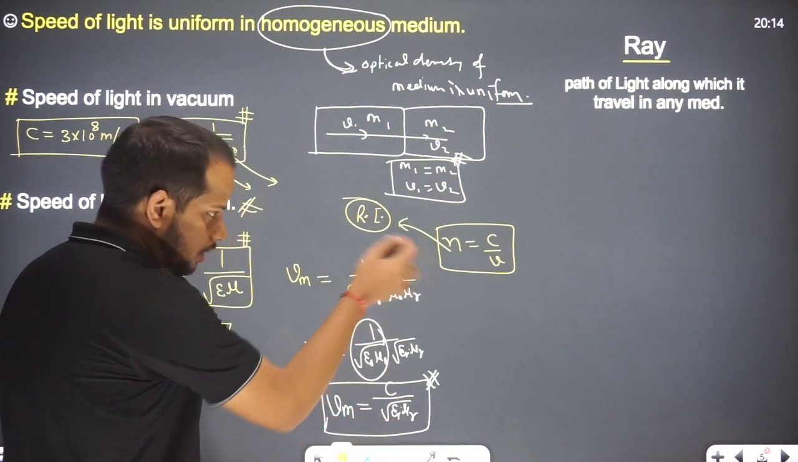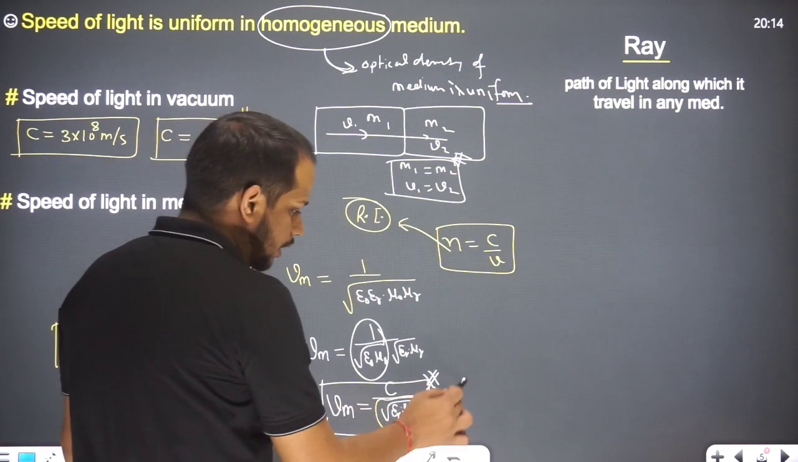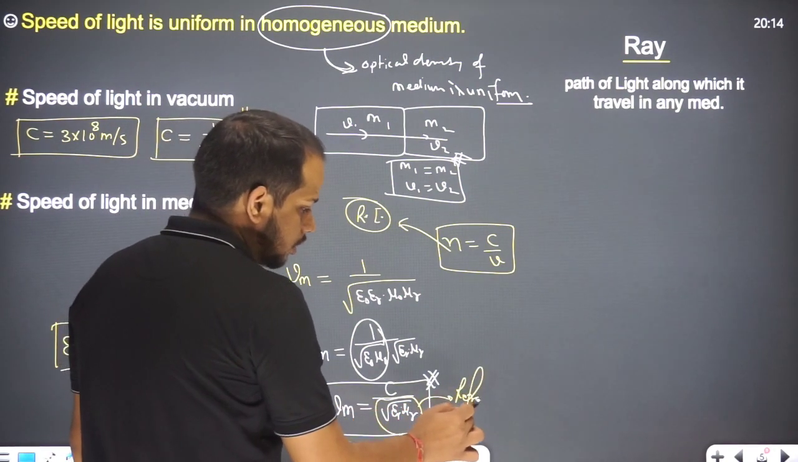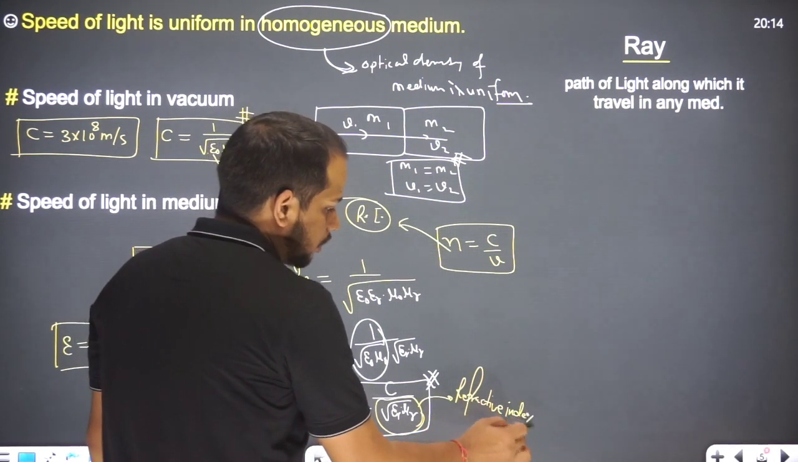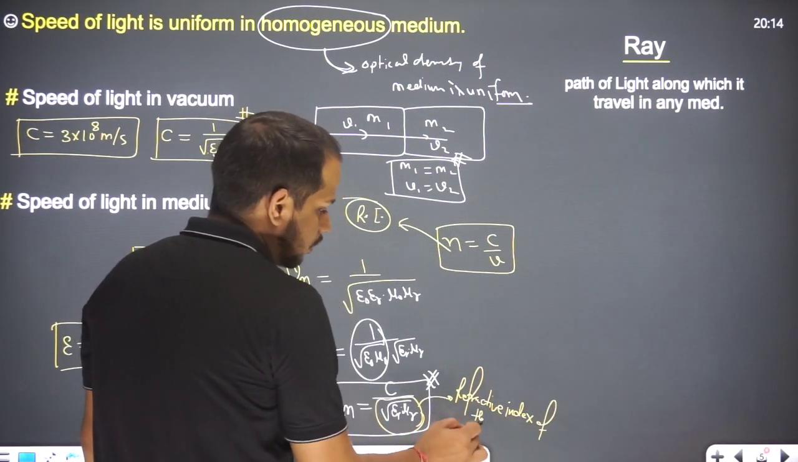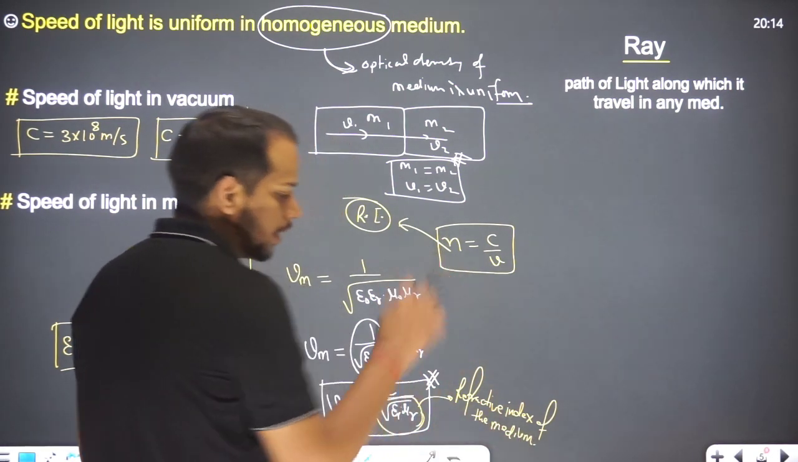So if you compare the terms, you will observe that this term is the refractive index of the medium. This one is the refractive index of the medium, right?